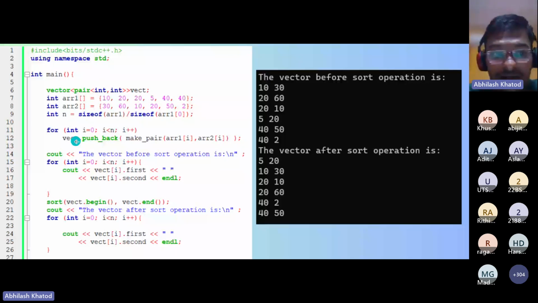Remember guys, my vector name is not vector, my vector name is vect. So what does line number 12 say? vect.push_back, make_pair is an inbuilt function. So what I will do is make pairs of arr1 of i and arr2 of i. That is 10 and 30 will become a pair, 20 and 60 will become a pair, 20 and 10 will become a pair. Hope you guys understand that. And it will get stored in the vector named vect.